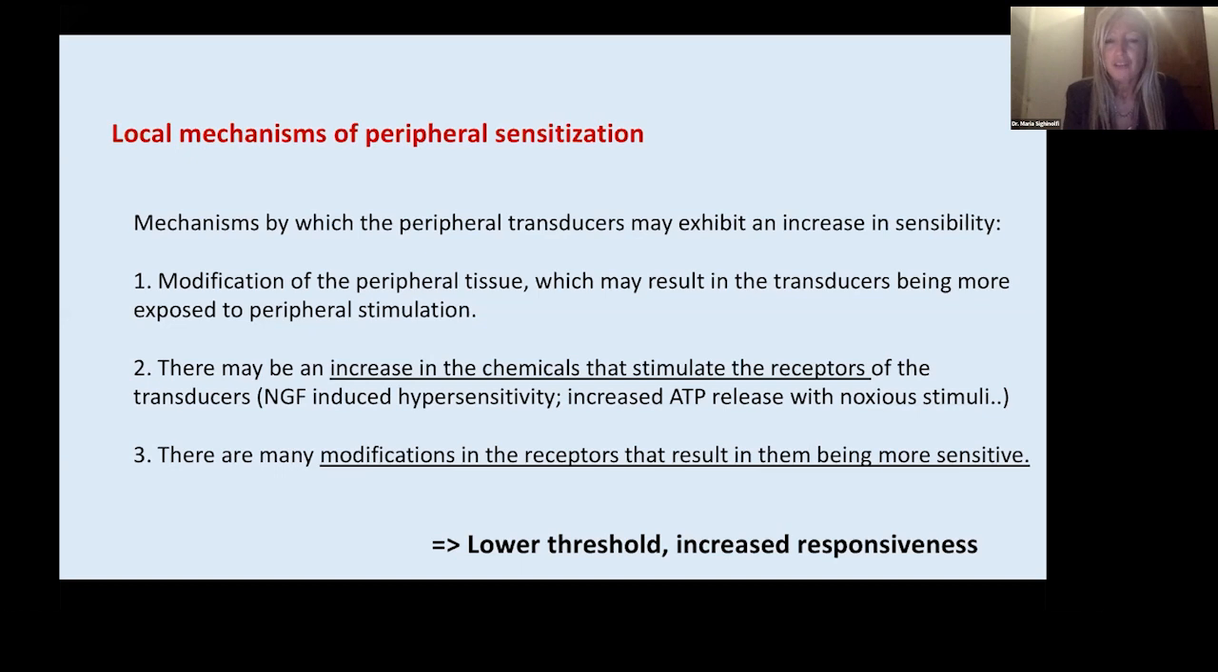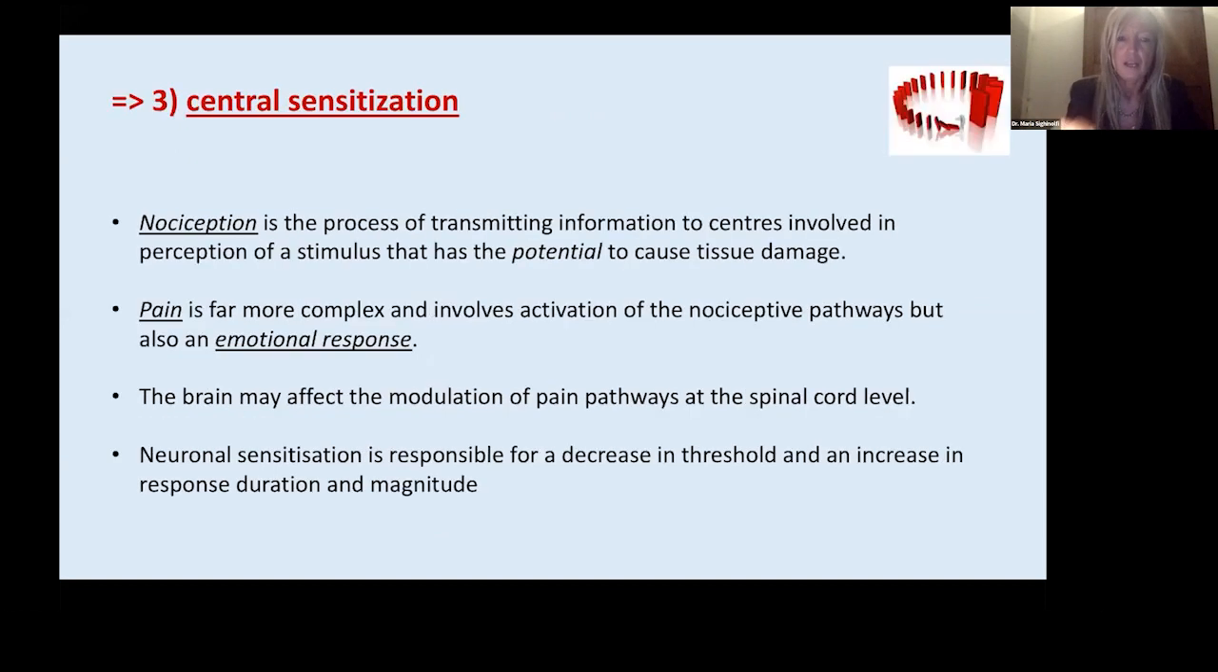And there are many modifications in the receptor that result in them being more sensitive, and after that, a lower threshold and increased peripheral responsiveness. That may translate into central sensitization, because nociception is the process of transmitting information to centers involved in perception of a stimulus that has the potential to cause tissue damage. But pain is a more complex process, and it involves the activation of the nociceptive pathway, but also an emotional response, so that the brain may affect the modulation of pain pathways at the spinal cord level.